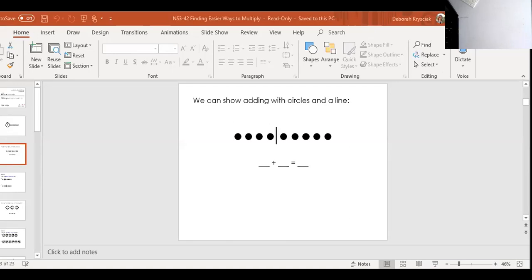You should see some dots in a row right here. We're going to start with just a little quick review. So we're just talking about adding and how we can show adding. We can show adding with circles and a line. So here's the circles and a line. It's breaking them into two parts. So we can add these ones with these ones.